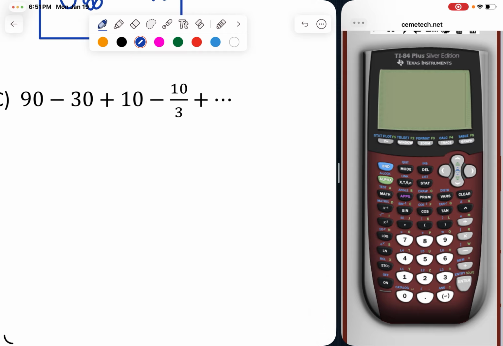First off, we need to know the rule that it's following. But I just need to know if it converges or diverges first, because if it diverges, then I don't even need to use the formula. So if we look here, -30 over 90 is -1/3. So r is -1/3. The absolute value of -1/3 is less than 1. So this does converge, so I can use my formula.